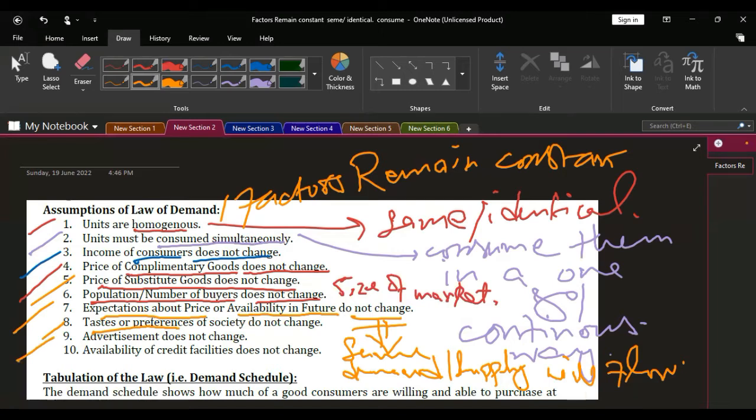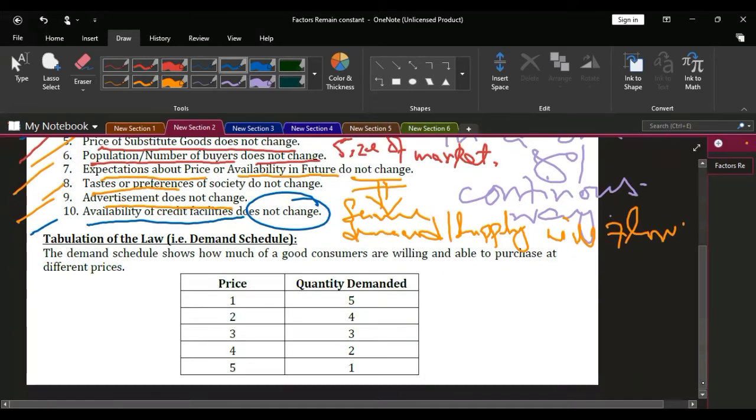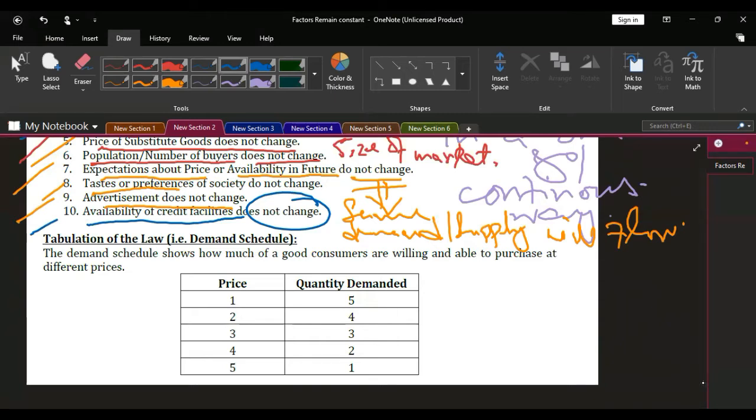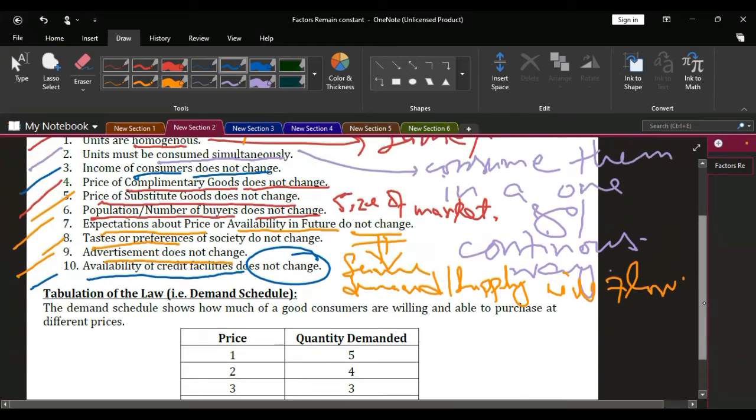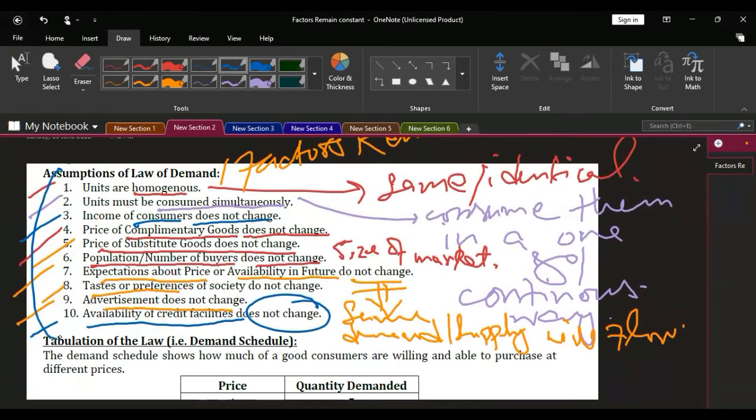Ninth one is advertisement does not change, means there should be no impact of successful or poor advertisement on the demand curve. And the last assumption is that availability of credit facility does not change, means banks still provide the same loan facility to the people as they were providing in the previous days. So all these 10 factors need to remain constant while you are studying the impact of price on demand.